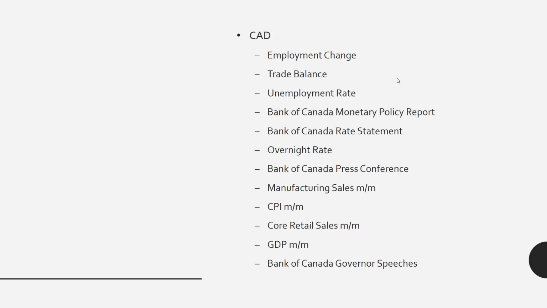On the CAD, you have the employment change, the trade balance, the unemployment rate, the Bank of Canada monetary policy report, Bank of Canada rate statement, the overnight rate, the Bank of Canada press conference, manufacturing sales, CPI, core retail sales, GDP, and the Bank of Canada governor's speeches.